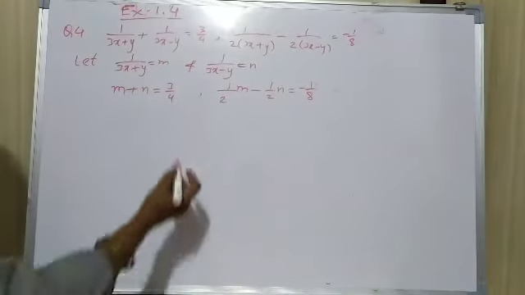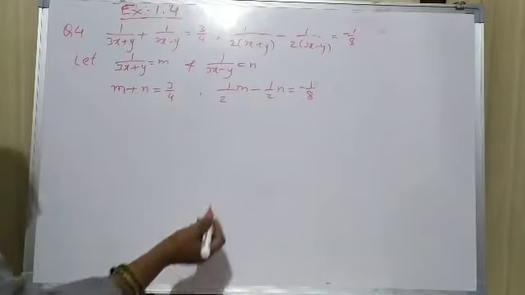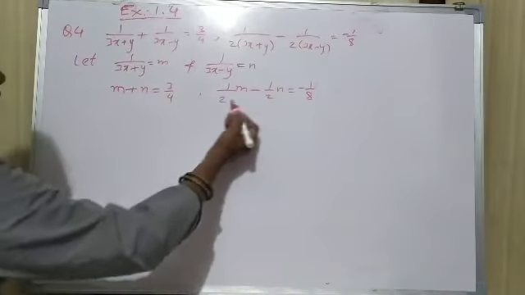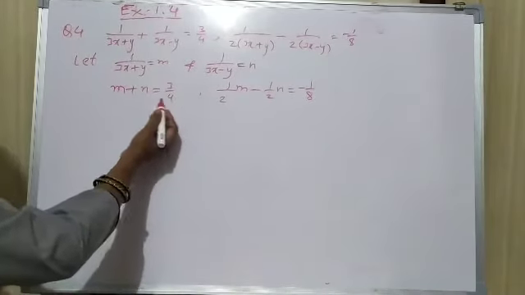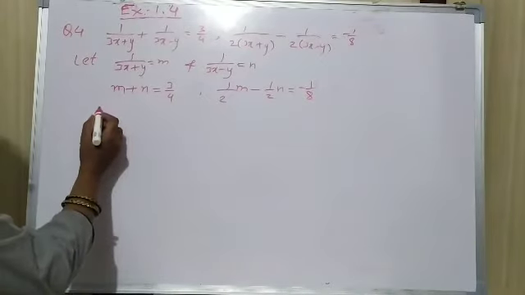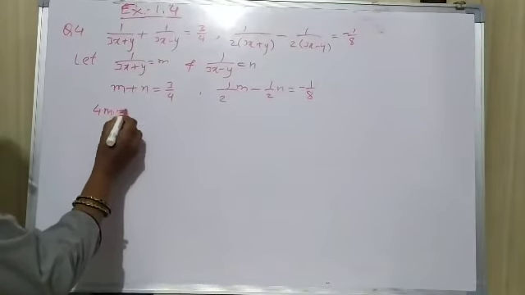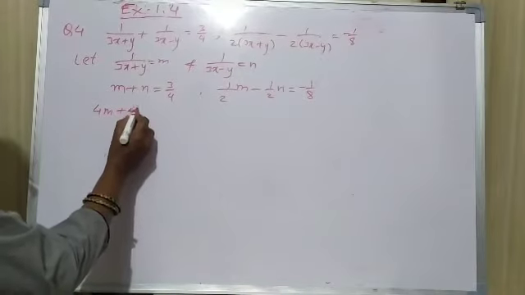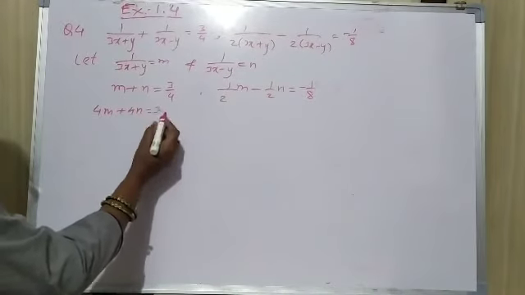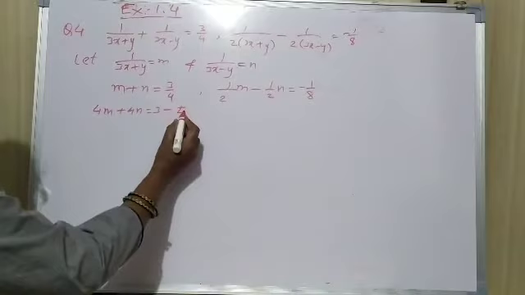Now just see the denominator here, 4 is there, here 2 is there. So in order to remove these denominators, first take this equation and multiply by 4. So what will you get here? 4m plus 4n is equal to 3. Now we will mark this as equation 1.